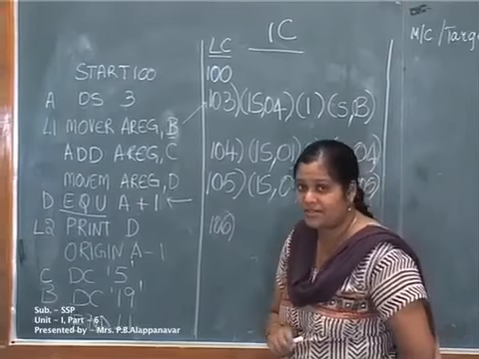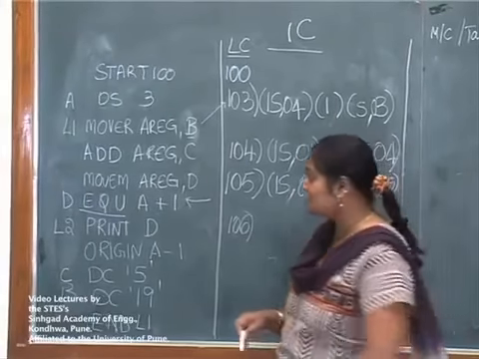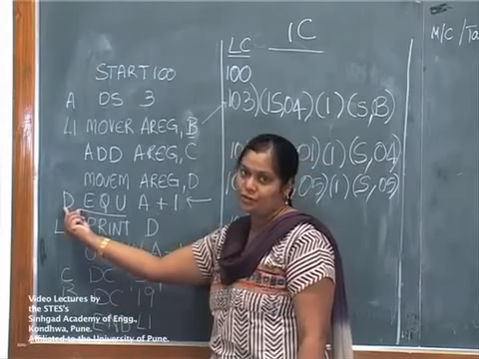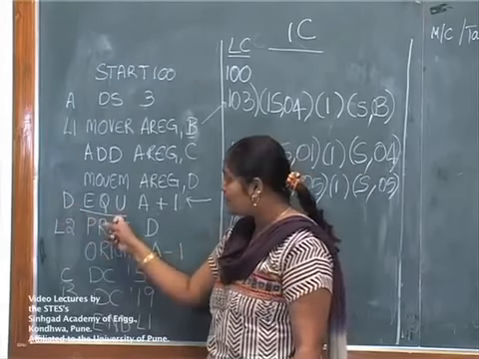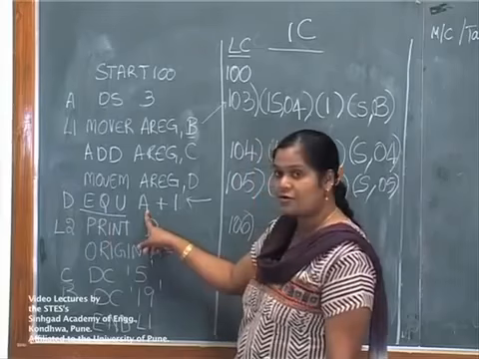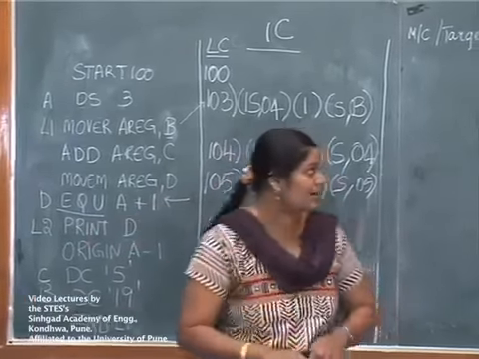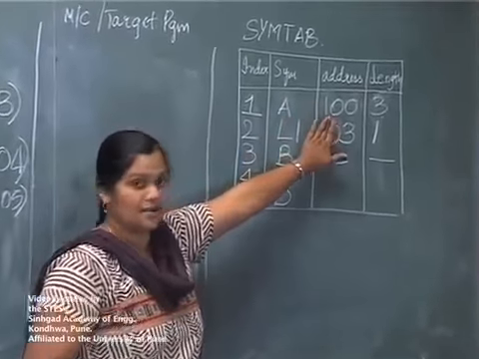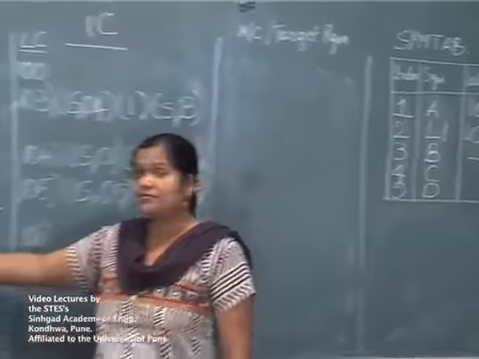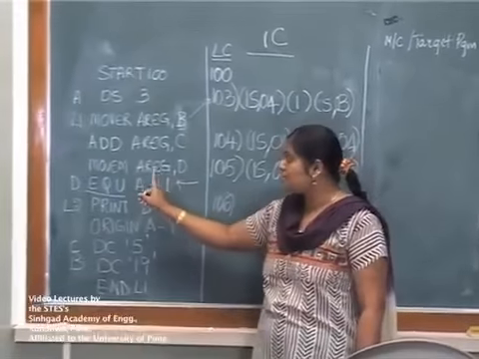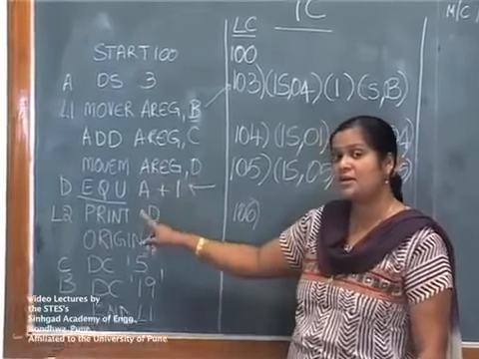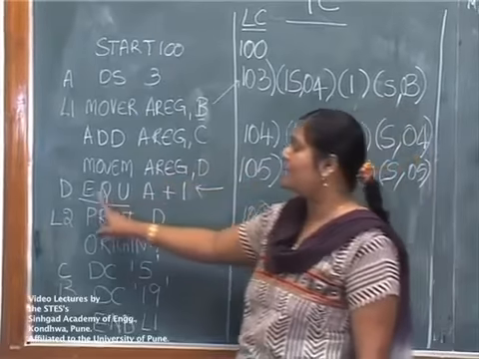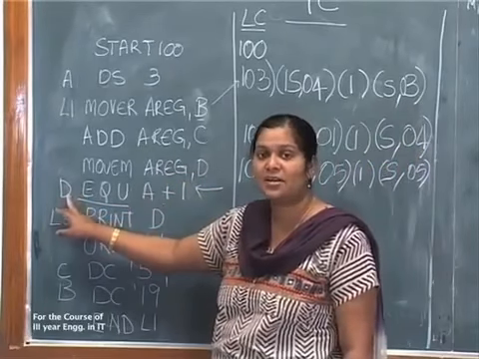Now EQU is an assembler directive that basically associates this particular value as the address with this particular label. So what happens here is, what is the address of A? If you look at the symbol table, the address associated with the symbol A is 100. So here when you say A plus 1, it is 100 plus 1, so it becomes 101. This 101 address location will be associated with this label D.